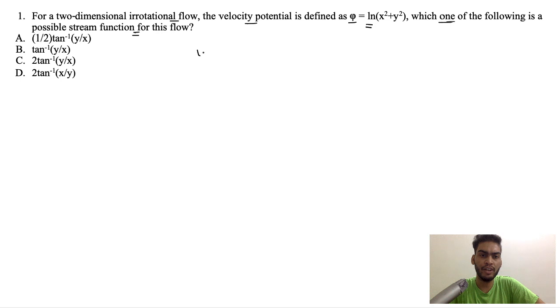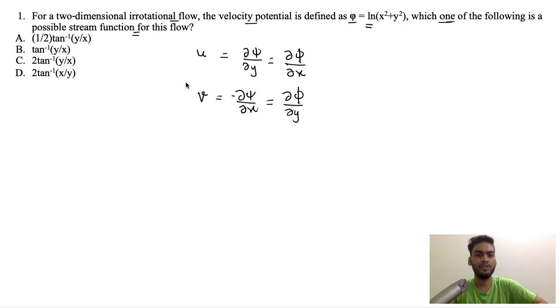So we know velocities u and v in terms of velocity potential as well as stream function. In terms of stream function, u is del psi upon del y, and in terms of potential function, del phi upon del x. Similarly, v is given as minus del psi upon del x and also del phi upon del y. So we can use these two to obtain the stream function.